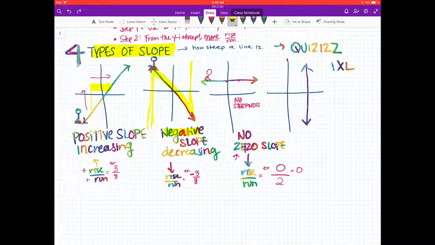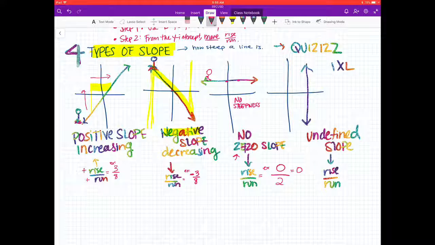All right, now this last one. This one's the trickiest one. This is called undefined. It does not exist. There is no slope. There's no such thing, okay? There's no steepness as going up and down. Well, let's prove it.